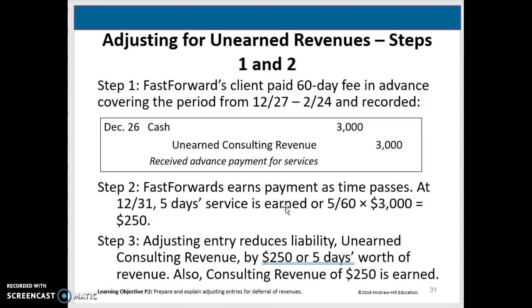We want to recognize that at the end of the period to adjust for where we are at the end of that time. So 5 days out of a total 60 days, because they paid a 60-day fee in advance. We've earned 5 of those 60 days. If we take 5 divided by 60 times the $3,000 that we got up front, that means we've earned $250. So we're going to do an adjusting entry that reduces the liability, unearned consulting revenue, by $250, and we're going to recognize earned consulting revenue.